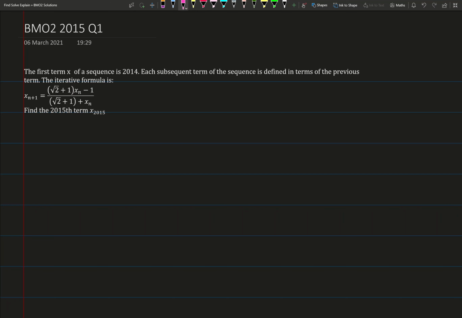The question says, the first term x1 of a sequence is 2014. Each subsequent term of the sequence is defined in terms of the previous term. The iterative formula is x_{n+1} equals (root 2 plus 1) x_n minus 1, over (root 2 plus 1) plus x_n. So this means that to get x3, for example, we have to do this. So what is it? x1 to x2.